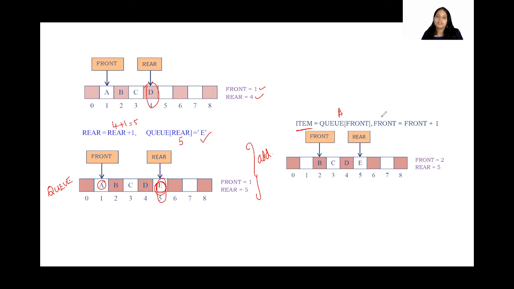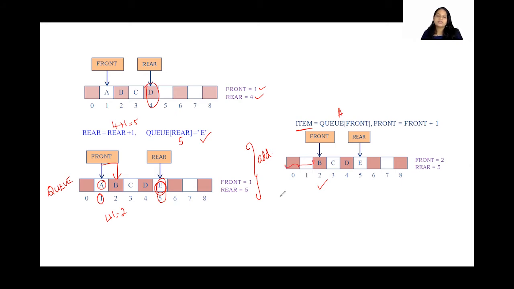Then I'm going to say front is equal to front plus 1. Where is my front here currently? It is 1. So when I say 1 plus 1, it is going to become 2. So my front is going to come over here. So that is what has happened here. So automatically I'm saying that I have deleted the data item here.